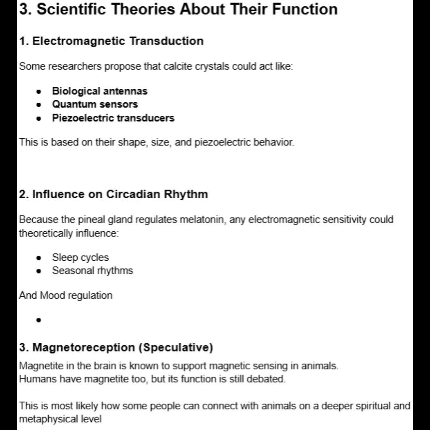3. Magnetoception. Magnetite in the brain is known to support magnetic sensing in animals. Humans have magnetite too, but its function is still debated. This is most likely how some people can connect with animals on a deeper spiritual and metaphysical level.